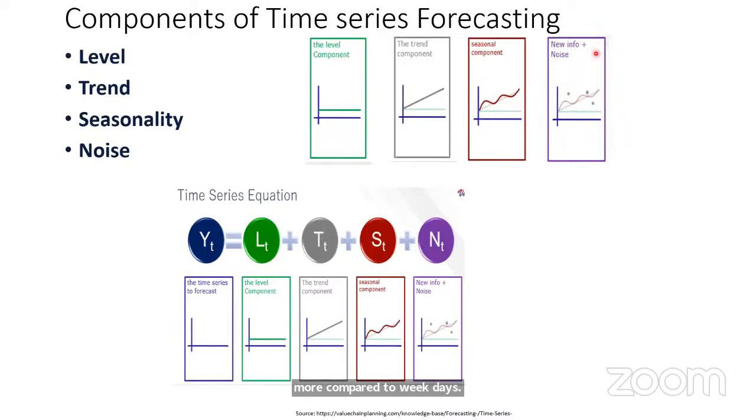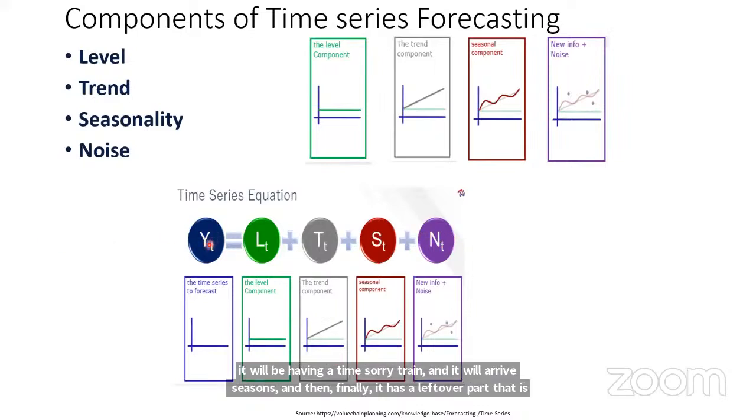And there is some other information also, which we call outliers, errors or noise. If we need to create an equation of a time series, suppose I want to do the forecasting, how many components will it have? It will have a level, a trend, and seasons. And then finally, it has a leftover part that is called noise. Then we can forecast for the time series. If I just add them, we call it an additive model, or we can multiply them as well, which is called a multiplicative model. It's based on what kind of problem you're solving. So this is the easy way. I just showed the equation, but there is a mathematical way as well.